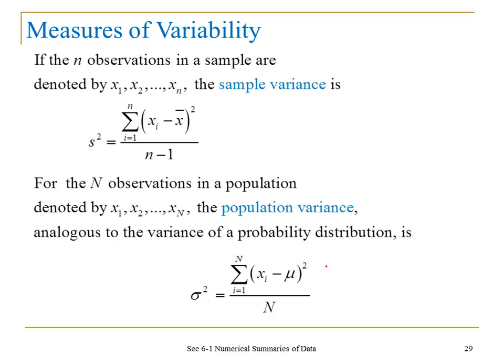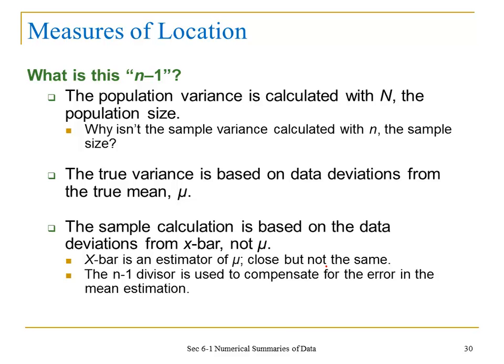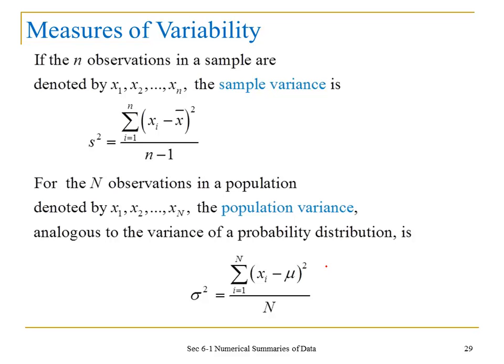So there are two different formulas for the variance, one for the sample and one for the population. Again, if I give you 10 units in one problem and I tell you this is my population, compute the variance. You all use this instead of this. Any questions? Okay.